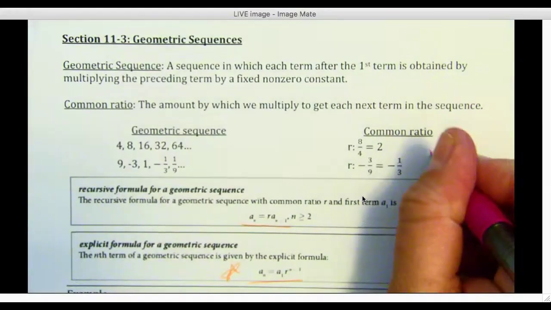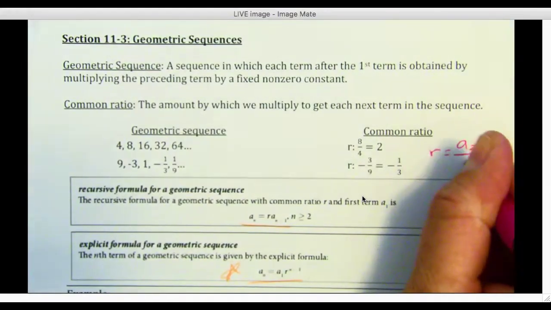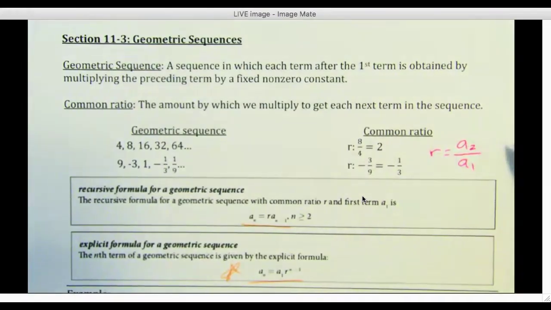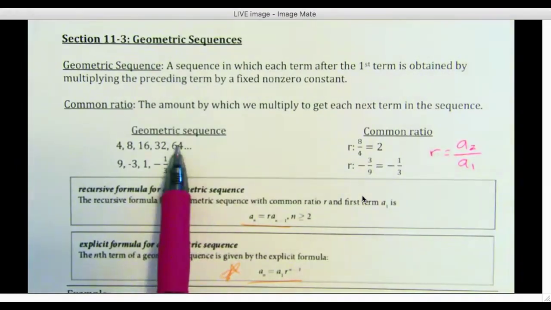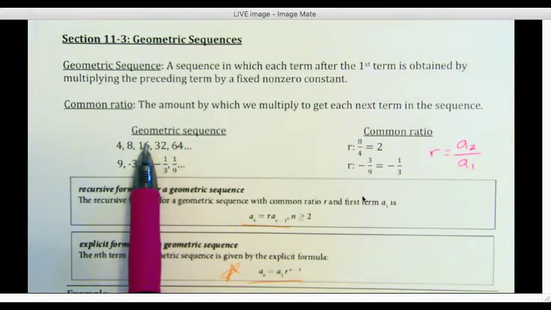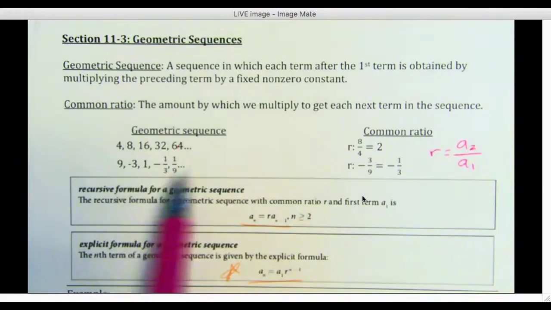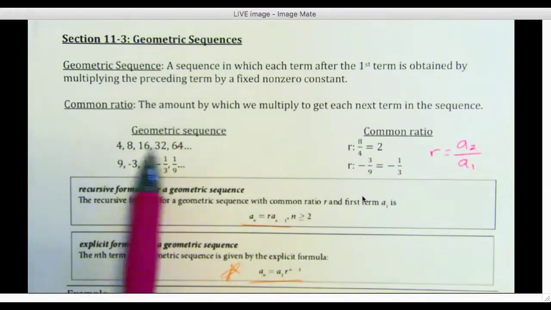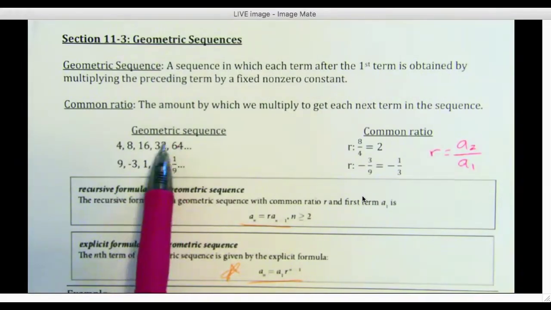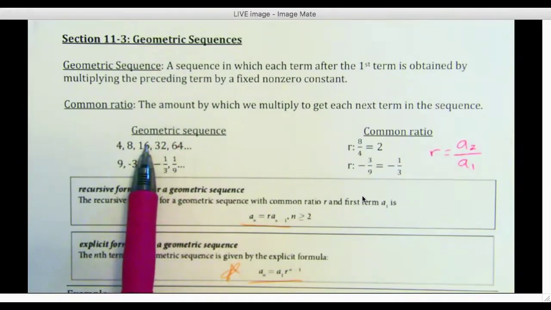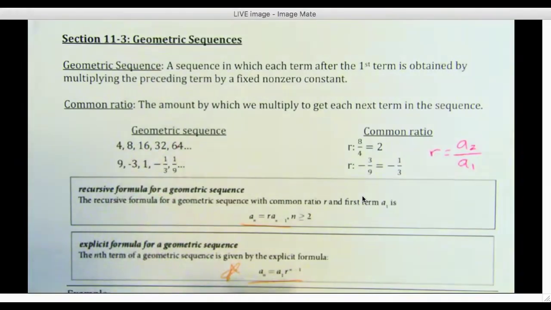And you can find that by setting a2 over a1. Really, the second term over the term before works with any terms. I could do the fourth term over the third, or the third over the second, or the second over the first, or I guess, there's 5 terms here, so that would be the fifth over the fourth, the fourth over the third, the third over the second, the second over the first. Any of those work, or you can just use the first and second every time.